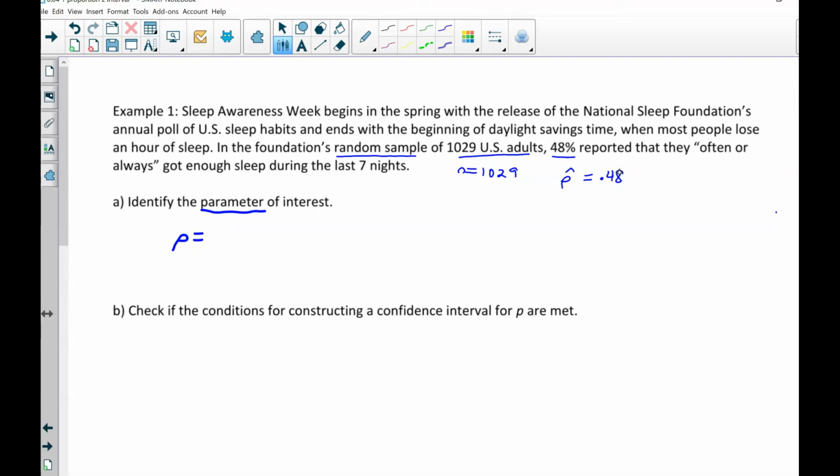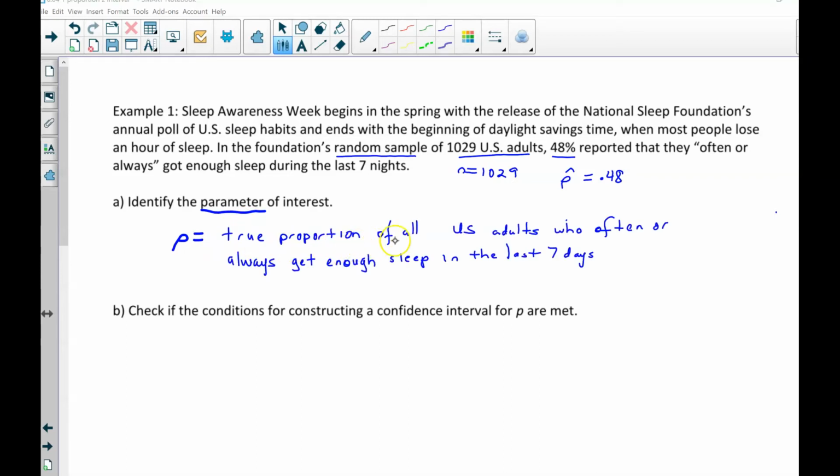So the first step is always to gather the information and then define your parameter. So what is the parameter? Put your video on hold and write it down, and then we'll go over it. So p is the true proportion of all U.S. adults who often or always get enough sleep in the last 7 days. Next, we need to check if the conditions for constructing the confidence interval for p are met. So put the video on hold and verify the 3 conditions.